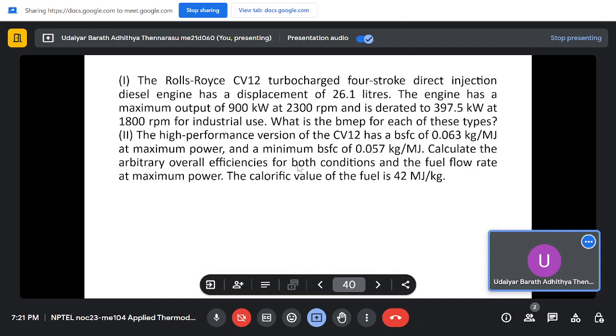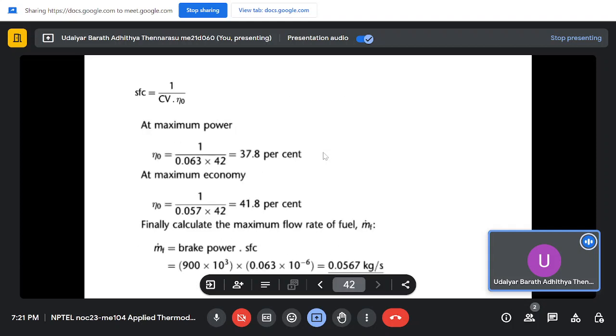And the other condition was minimum brake specific fuel consumption, or minimum means maximum economy. So at maximum economy or minimum brake specific fuel consumption, the overall efficiency will be 1 by brake specific fuel consumption into calorific value. Brake specific fuel consumption is 0.057. Substituting that, we will get 41.8%. You can see there's a 4% increase in overall efficiency.